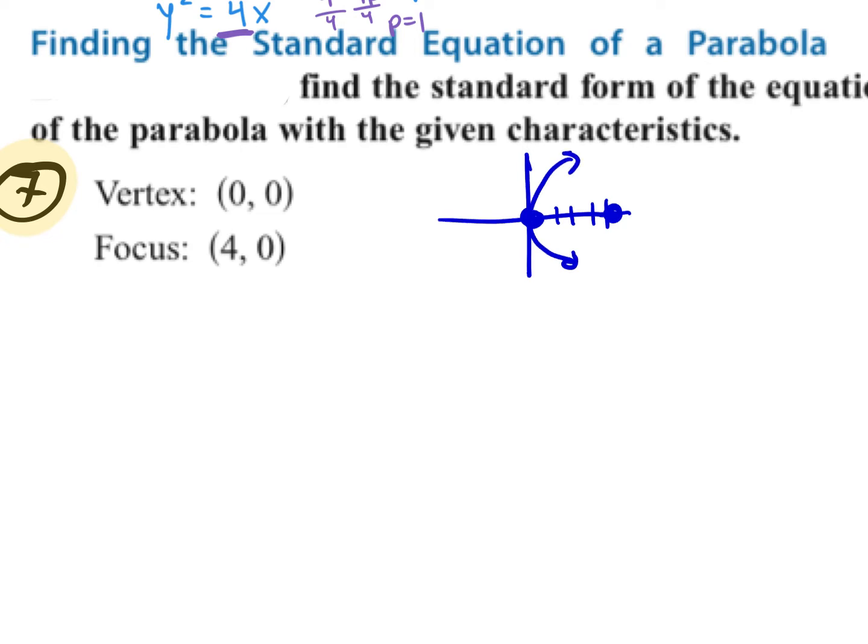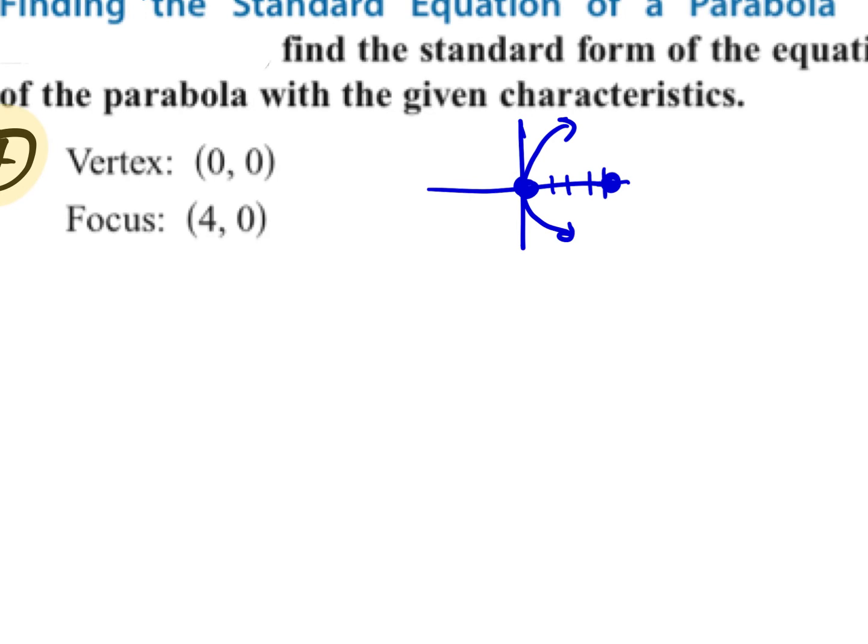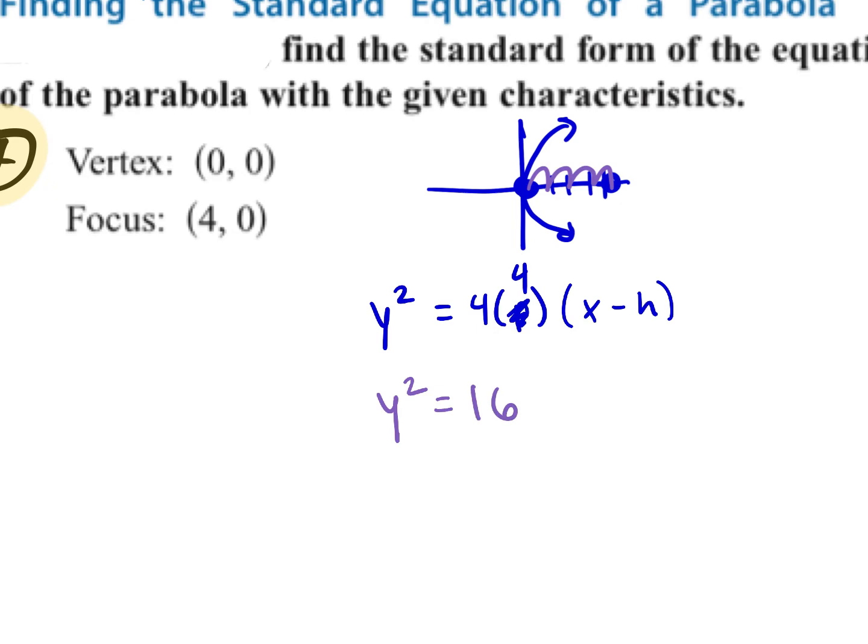So because it opens to the right, am I going to have x squared or y squared? Y squared, with a positive p. And what is my p? 4. So in my equation, it's 4 times p, which is 16, times x minus h. But what's my h? 0. And what's p? 4, because that's the distance from the vertex to the foci. So this would be y squared is equal to 16 times x.